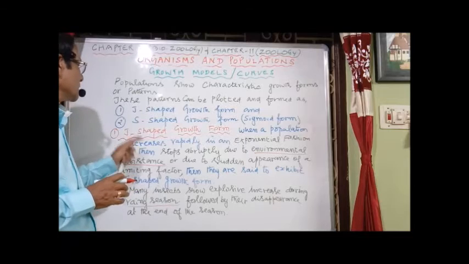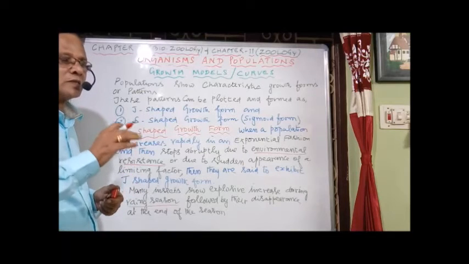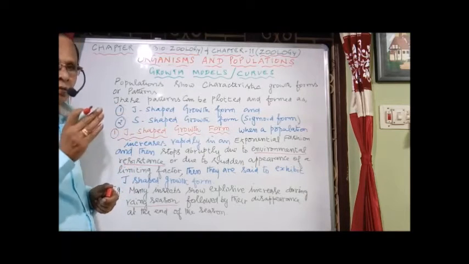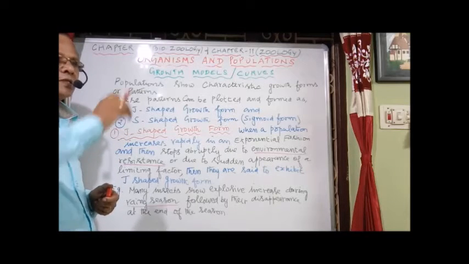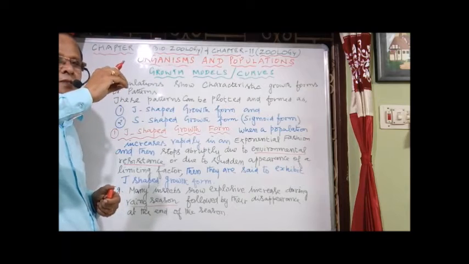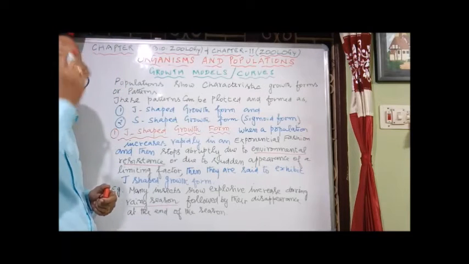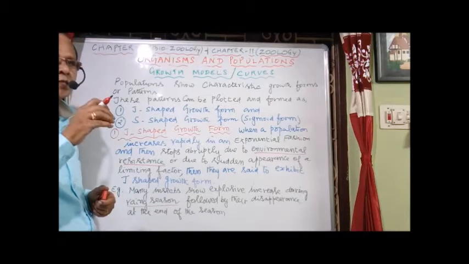This is an example of the J-shaped growth form, growing continuously in an exponential fashion. There is no lag phase, log phase and steady state phase. Normally, there is no steady state phase. They keep growing until the organism stops its reproductive potential.